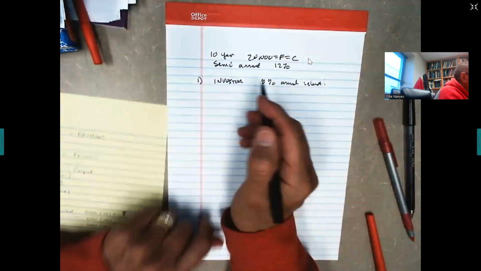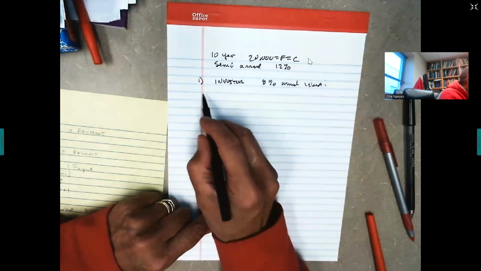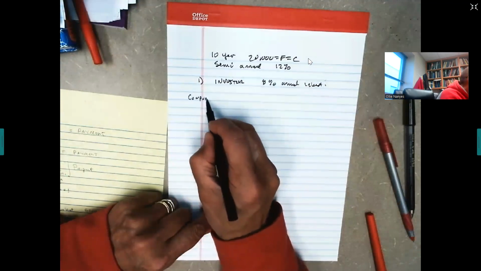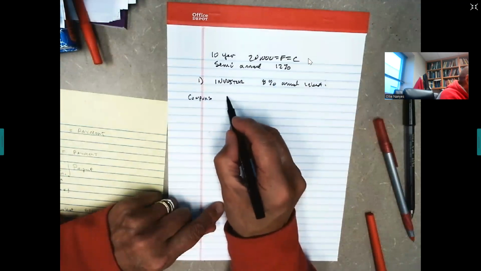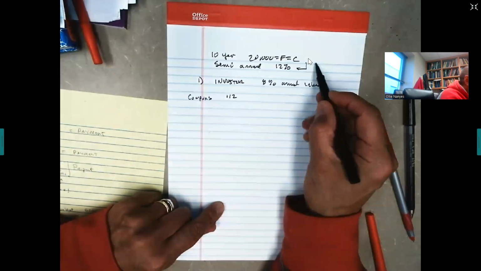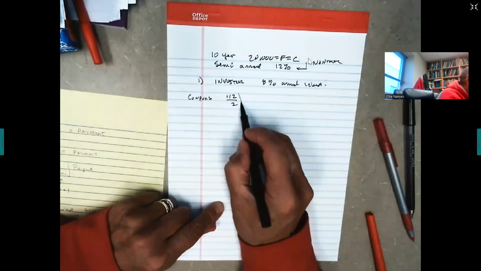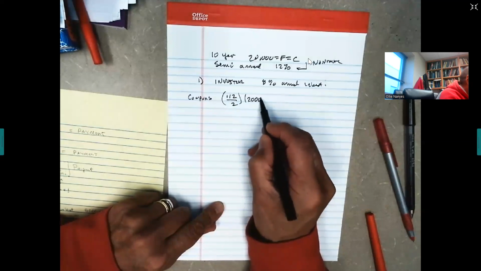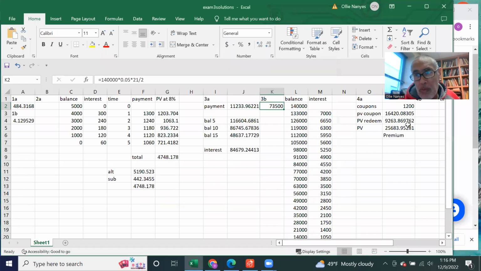So remember, what's going on here is that the investor gets coupons. So the coupons, they're going to be by an annuity due. Each coupon is going to be 0.12, but they are semi-annual. And remember, this is a nominal rate. So it's 0.12 divided by 2 times 20,000. So the coupons are $1,200, as I say in my spreadsheet here.